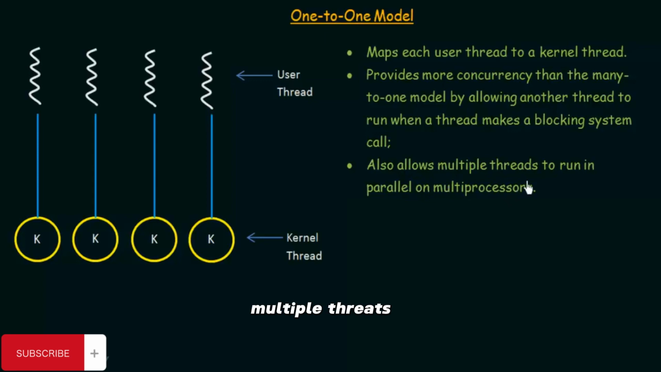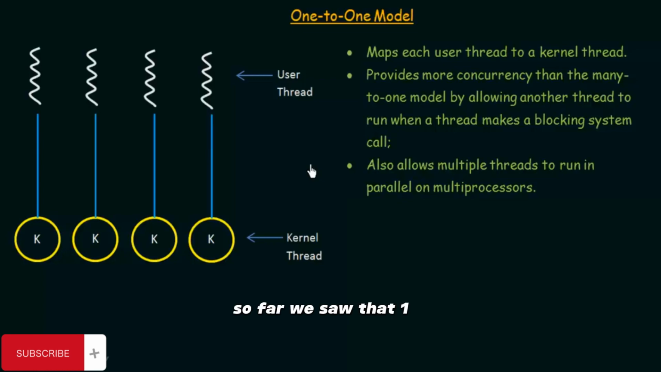So that is one advantage as compared to the many-to-one model. It also allows multiple threads to run in parallel on a multiprocessor. In the previous one, we saw that we cannot make use of the multiprocessor system. But in this case, we are able to make use of it. Why? Because each user thread is associated with one kernel thread, so each of these can run on one of the processors that we have. Suppose we have four processors in our system. Then each of these threads can run on one of the four processors. This one can run on one, this on another, and so on. So we are able to make use of the multiprocessor architecture in the case of the one-to-one model.